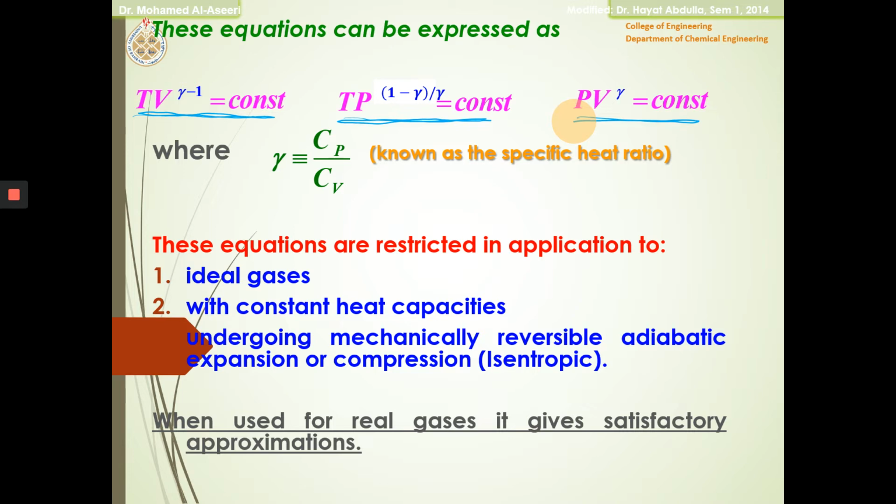And gamma is called specific heat ratio because it's the ratio between the specific heats, and it's defined as Cp over Cv. Okay, in conclusion, when can we use those equations? We can use them if I have ideal gas, constant heat capacity. Why constant heat capacity? Because if the heat capacity was not constant, I would be unable to take it out of the integration, if you remember when I did the derivations. And it's supposed to be a mechanically reversible, adiabatic process. Adiabatic means adiabatic expansion or compression.